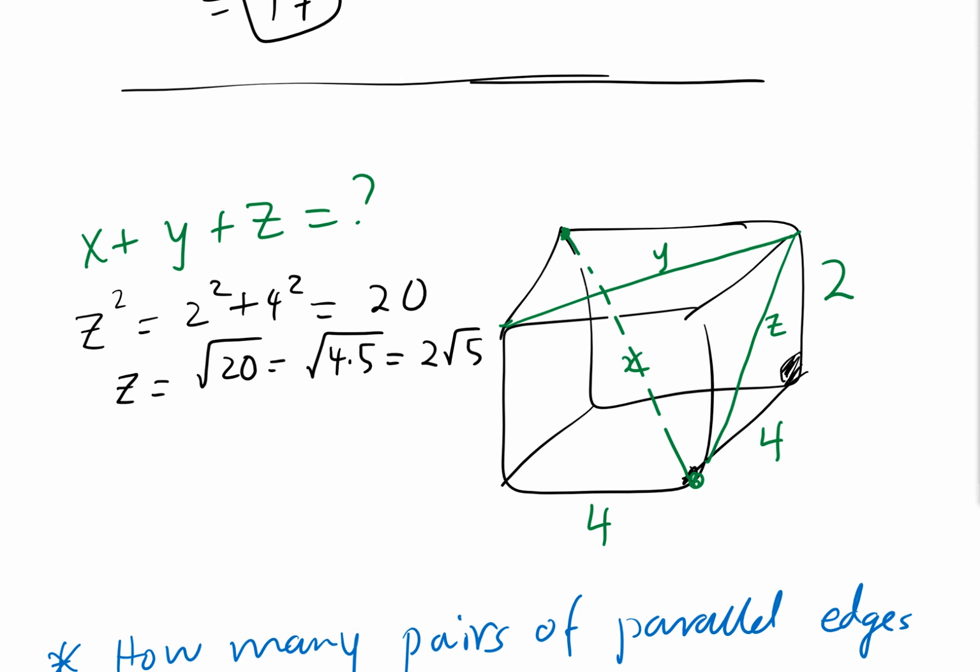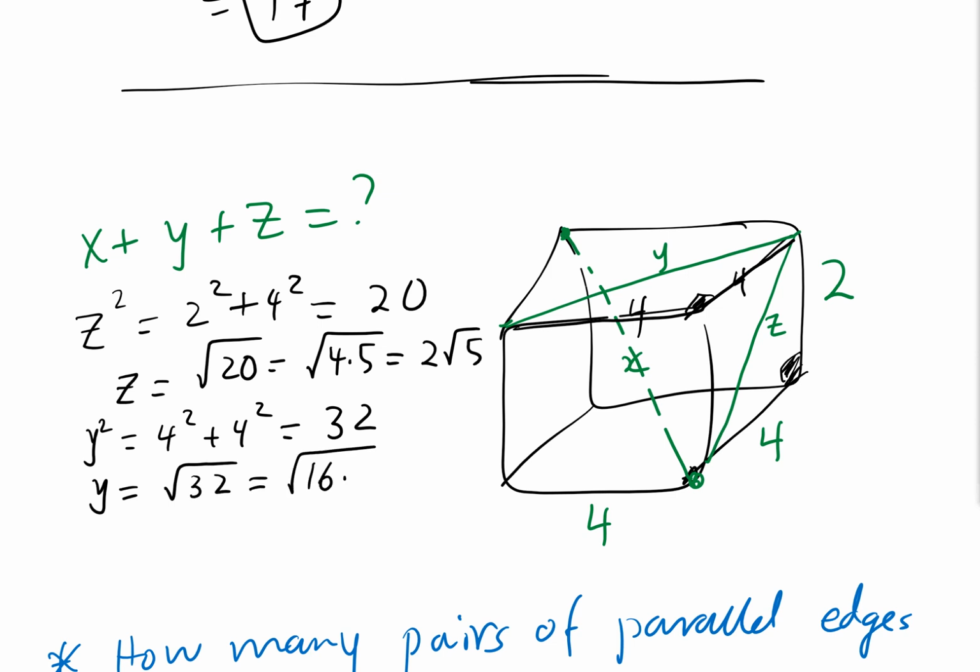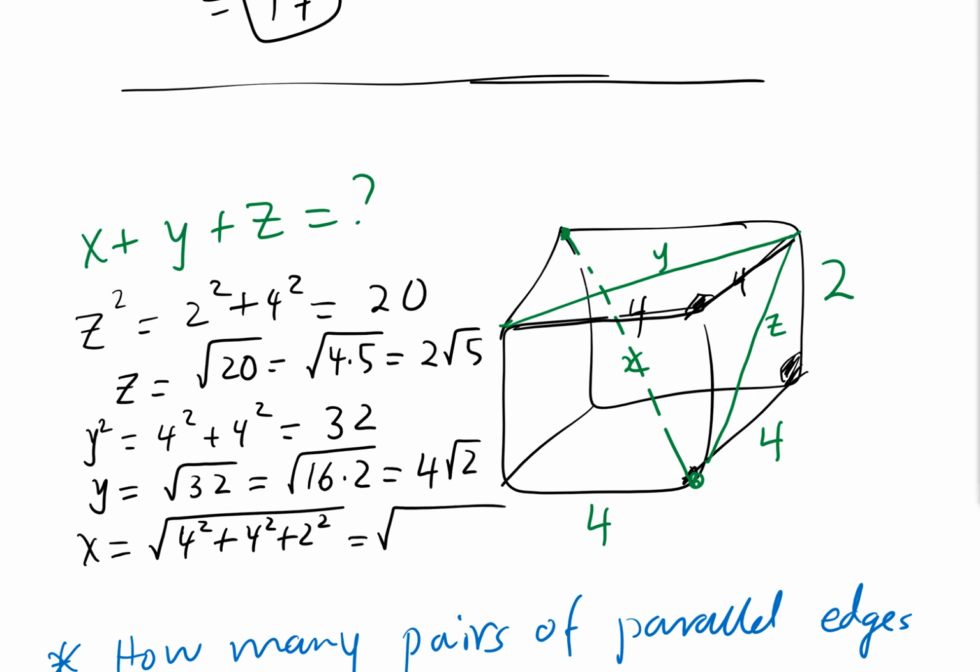of 5. That's z. For y, we can look in the upper triangle here. This is 4 and 4. So y squared equals 4 squared plus 4 squared. 16, 16, 32. So y is the square root of 32, which is 16 times 2, and that gives us 4 square root of 2. Now that will leave x, which is the square root of 4 squared plus 4 squared plus 2 squared. 32 plus 4, 36, which is 6.